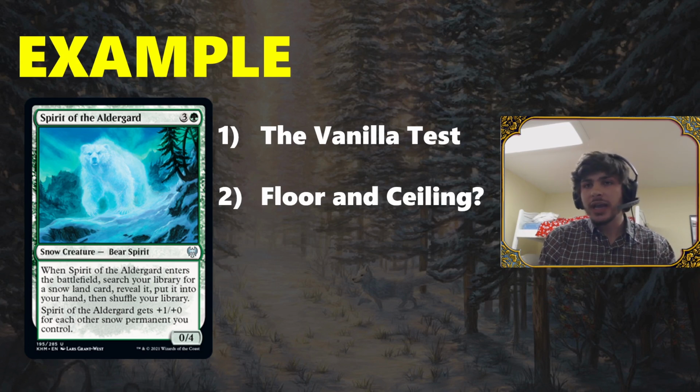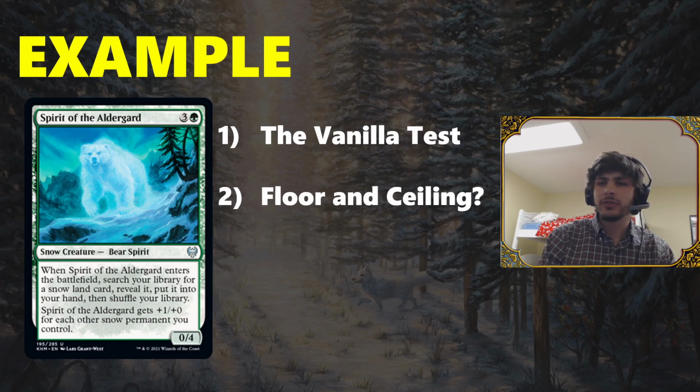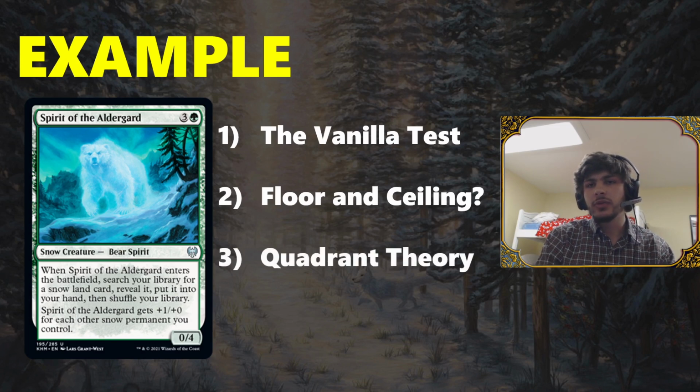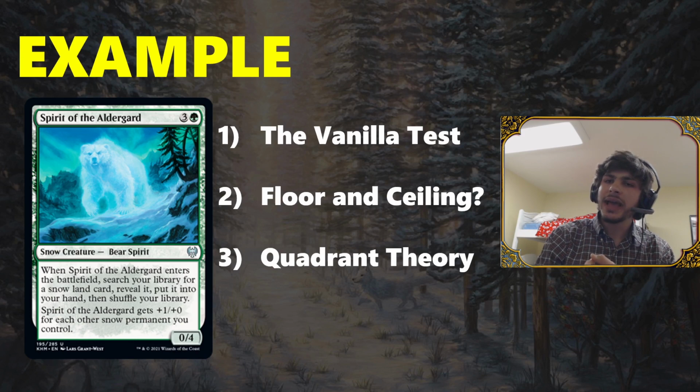But if you are in a snow deck, having a potentially 4-mana 4/4 that draws you a land and gets your other snow cards better because it's a snow creature itself could be quite nice. And then finally, you need to look at it in terms of quadrant theory. If you are ahead, is Spirit of Aldergard going to be good? Well, if you're a snow deck, adding a 4-mana 4/4 to the board is going to really help you.